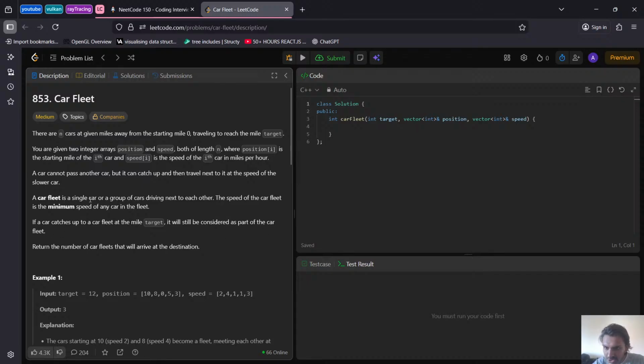A car is a single car or a group of cars. A car fleet is a single car or group of cars driving next to each other. The speed of a car fleet is the minimum speed of the cars in it.